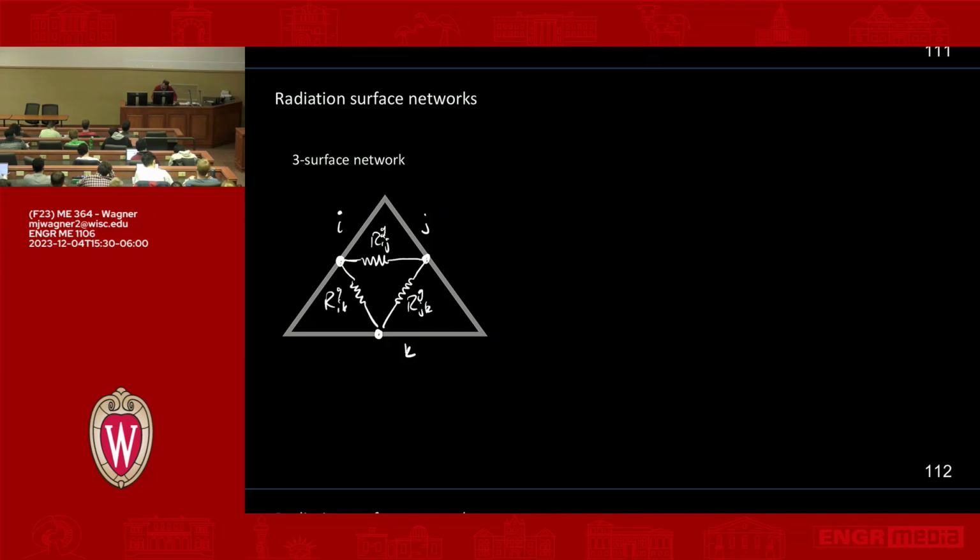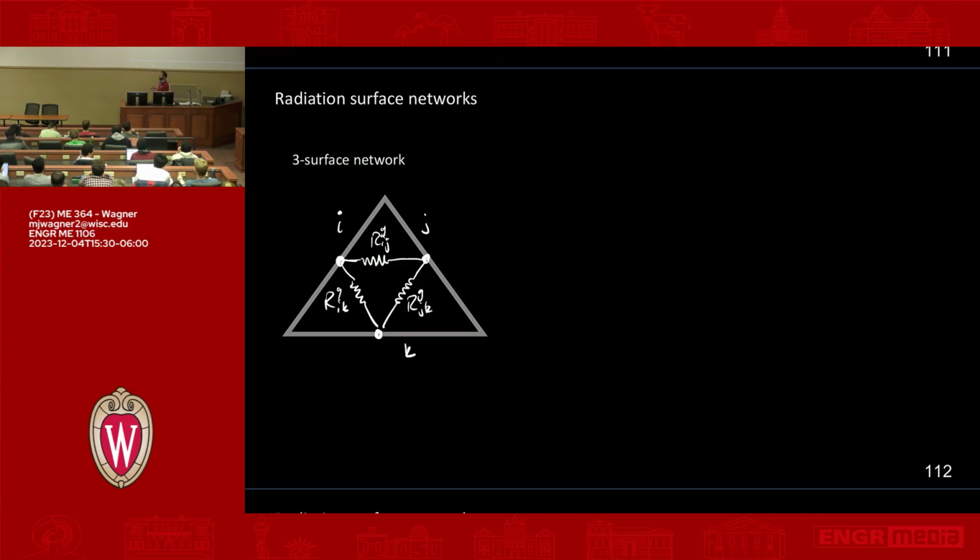R_G,I to K. Right, so these are three different resistances, but this is the network that describes how they're all related to each other. I can compute the resistance if I know the view factor and I know the areas, right? So what do we do with this?